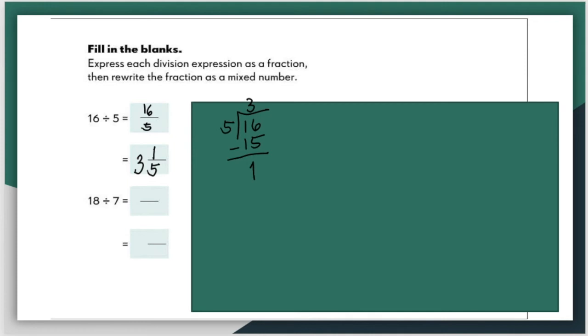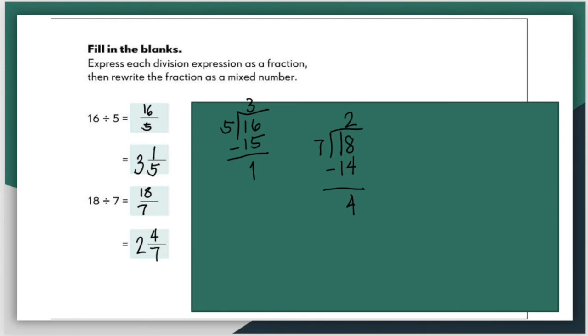Now let's go to the second example. 18 divided by 7. It's the same as 18 over 7. Since we have an improper fraction here, let's convert this into a mixed number. So 18 divided by 7 will give us 2. 2 times 7 is 14, and we'll have a remainder of 4. So 18 over 7 is the same as 2 and 4 over 7.